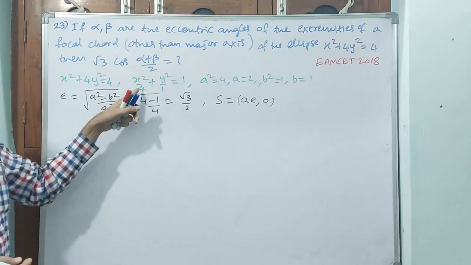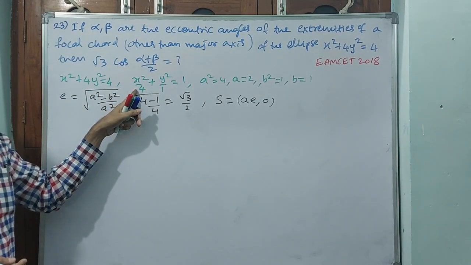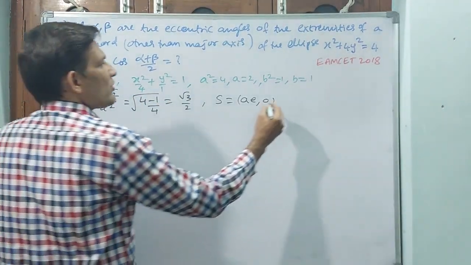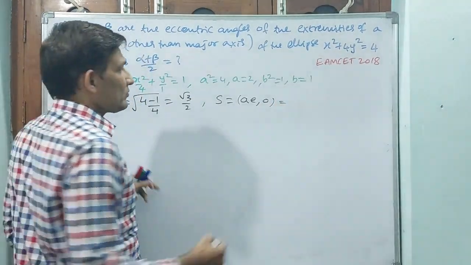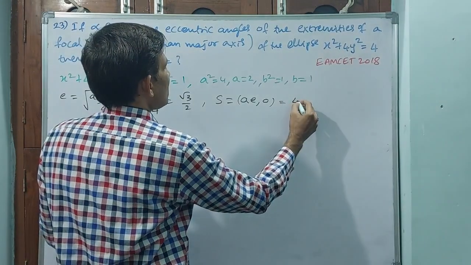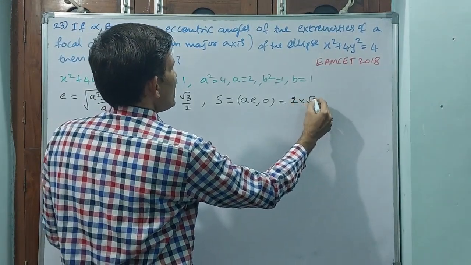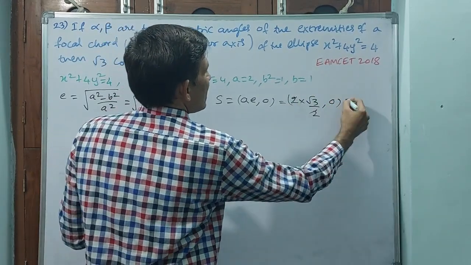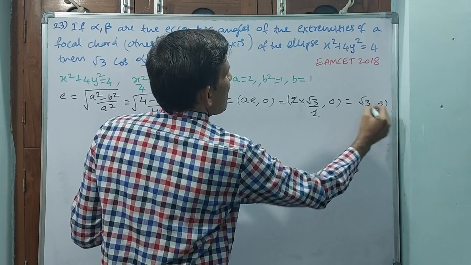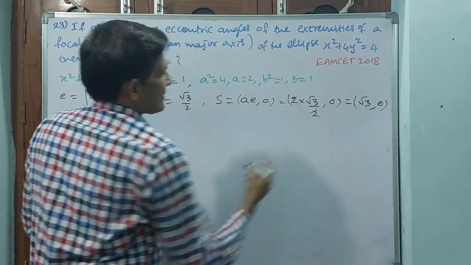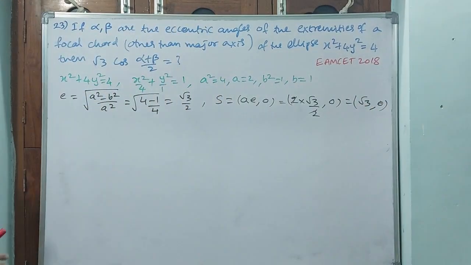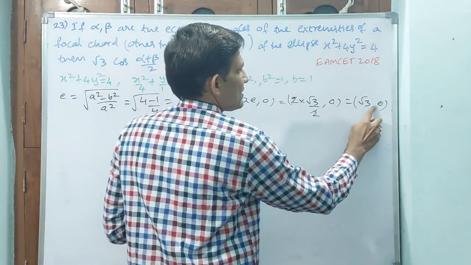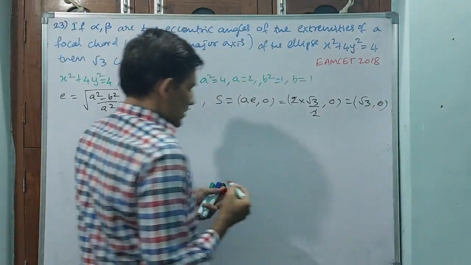The major axis is the x axis, since a is greater than b. Okay, (ae, 0). Then how can you write it? a is 2 into e is root 3 by 2. The 2 is going to get cancelled, so we get root 3 comma 0. That means root 3 comma 0 is your focal chord. Yes, okay, not focal chord, focus. Focus is root 3 comma 0. It is a point.